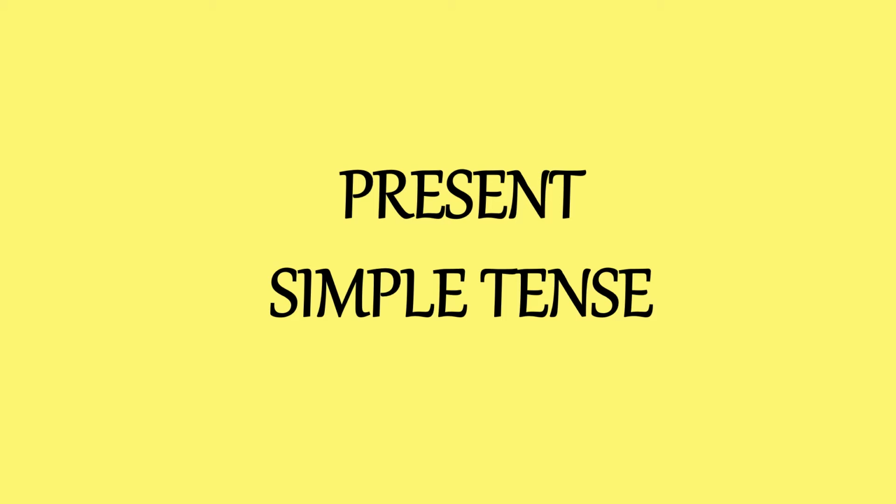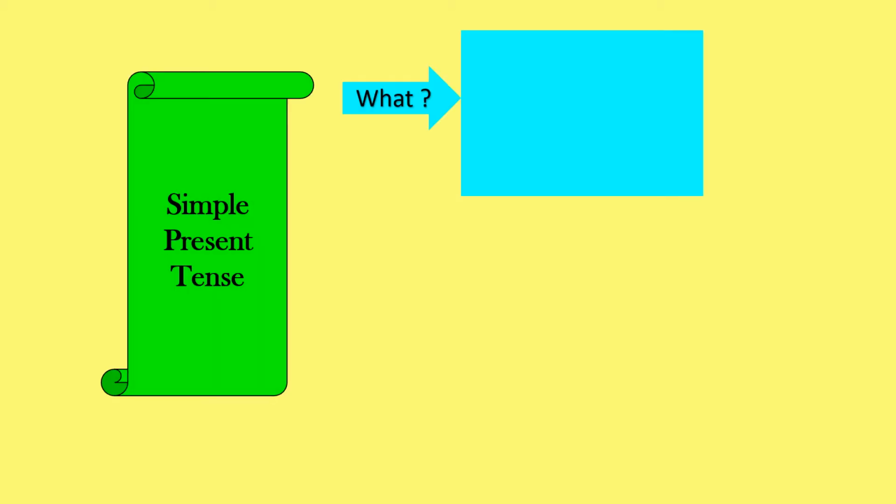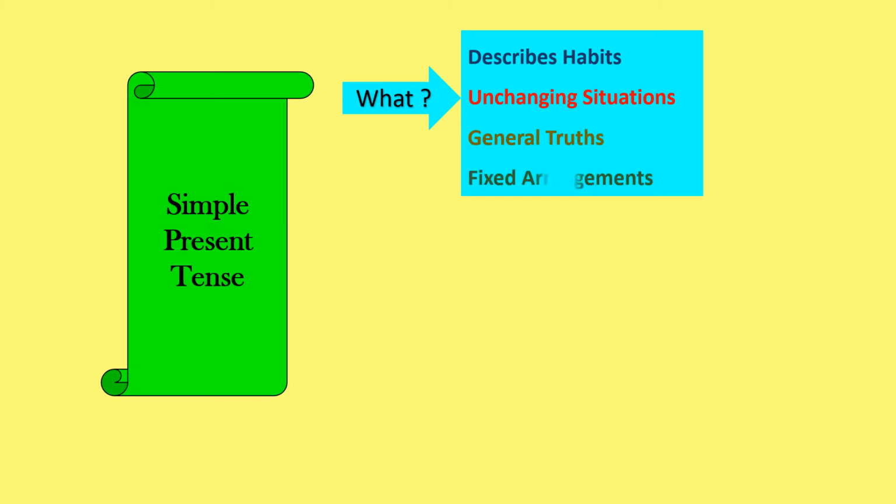Today we're going to look into present simple tense. Well, what do I mean when I say simple present tense? It describes habits, unchanging situations, general truth, and fixed arrangements.